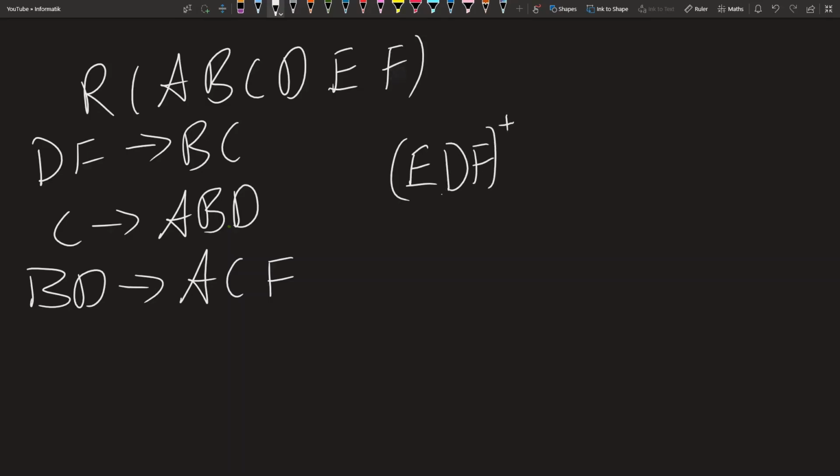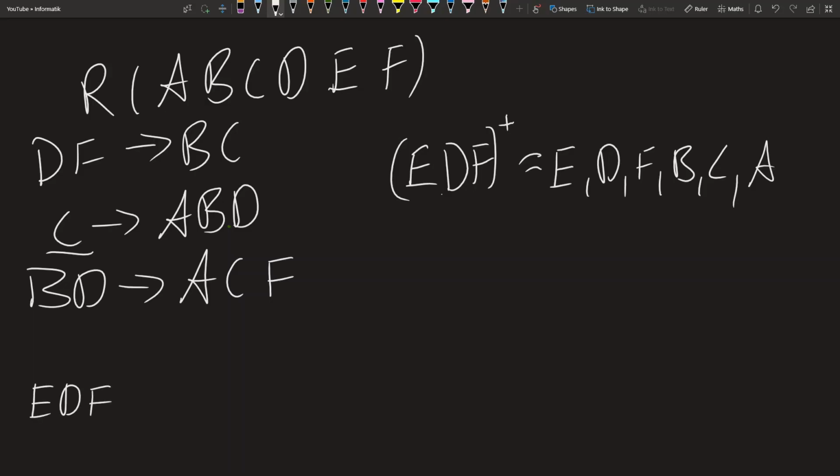What does it determine? First, we have it itself, E, D, and F. And there we can see also B and C. So we have B and C. With C, we get A, B, D. So also we have A. And let me check. 6. Yeah, that's everything we've got. So EDF is our first candidate key.